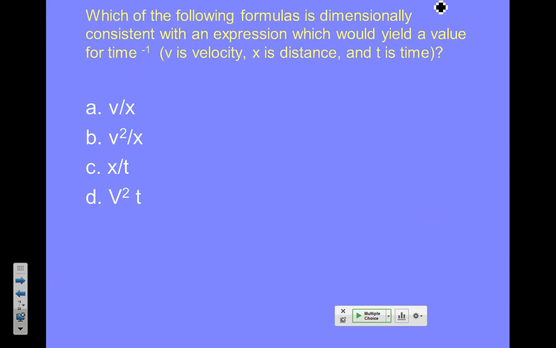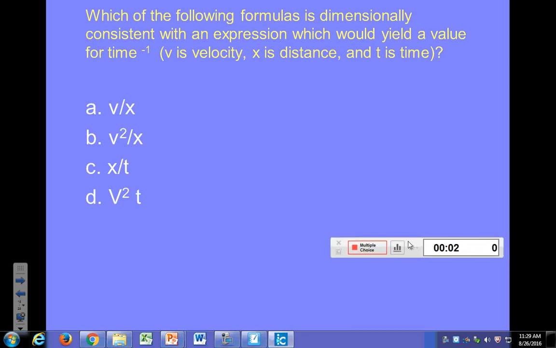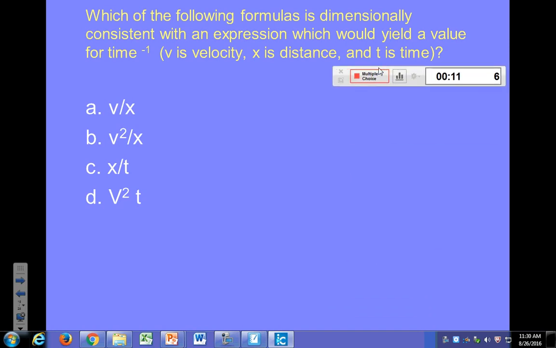Which of these is consistent with time to the -1? And here, this is a capital V, but it's still speed or velocity. It's meters per second. X is in meters, V is meters per second, and T is seconds.